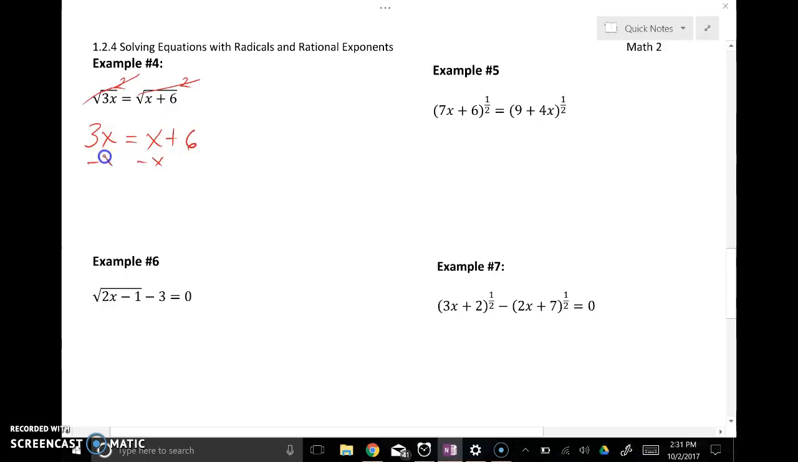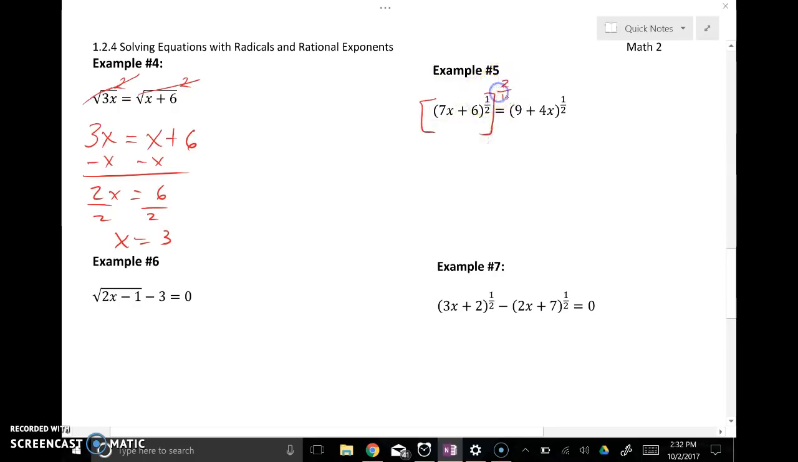Subtract x from both sides. 2x is equal to 6. Divide everybody by 2. X was equal to 3. All right, to the right, example 5. I want to get rid of this 1/2, so I'll raise that to the 1/2 power. Sorry, reciprocal power. That was the mistake I just made.